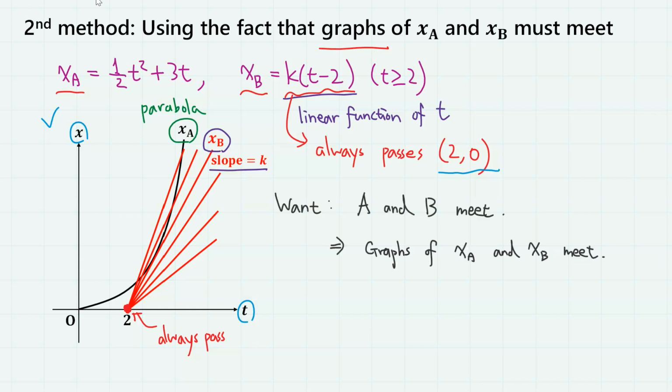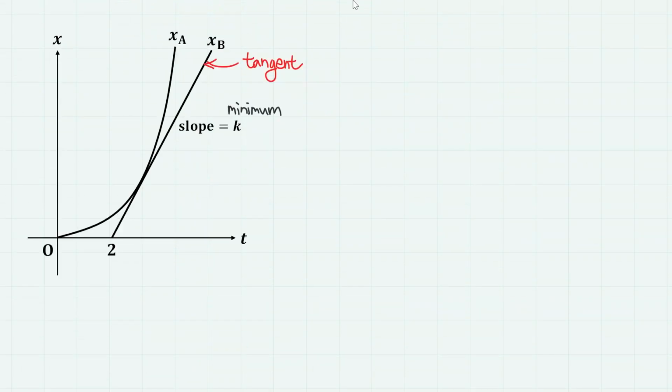Here, we want the two graphs xA and xB to meet each other. Therefore, k, the slope of the line, is minimum when the graph of xB becomes the tangent line to the graph of xA, like this figure. So let us find the minimum value of k using this tangent condition.